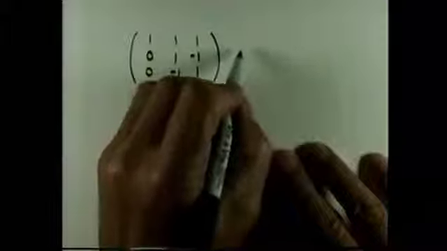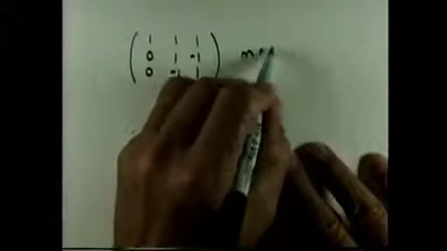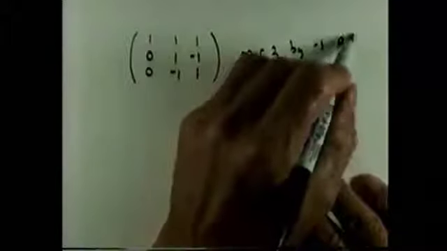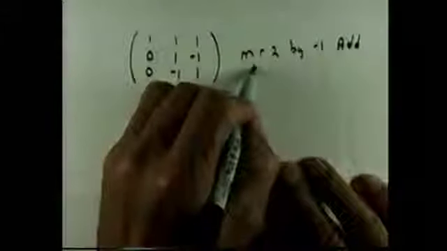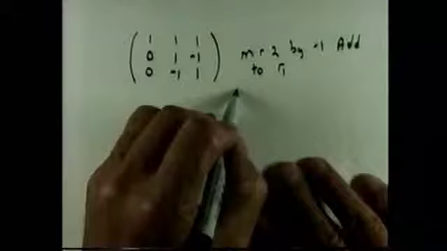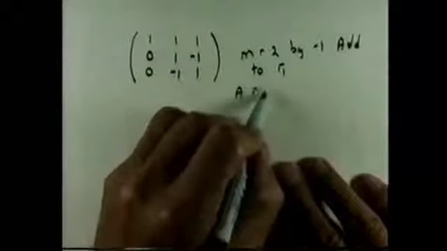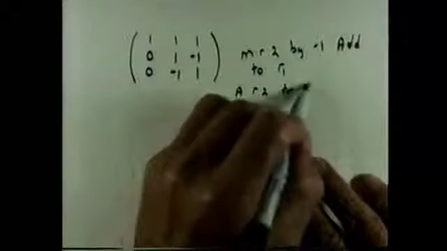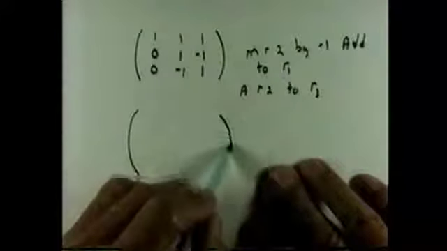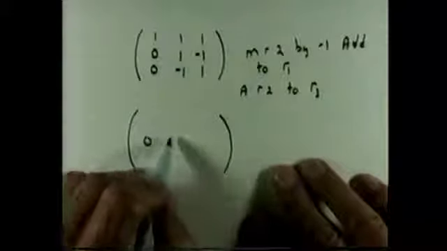Now I'm going to multiply row 2 by negative 1 and add to row 1. And then after I do that, I'm just going to add row 2 to row 3. So I'll leave row 2 the same. I'm going to multiply row 2 by negative 1 and add to row 1.